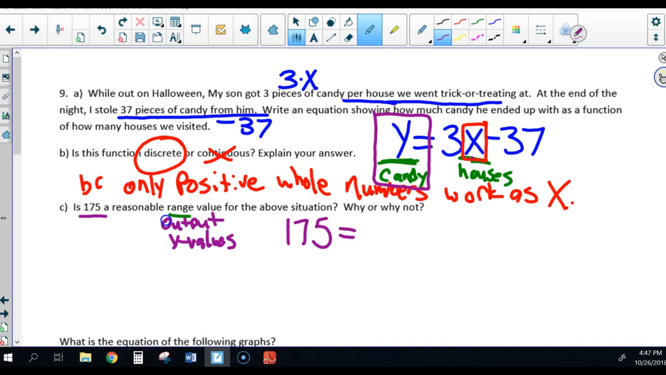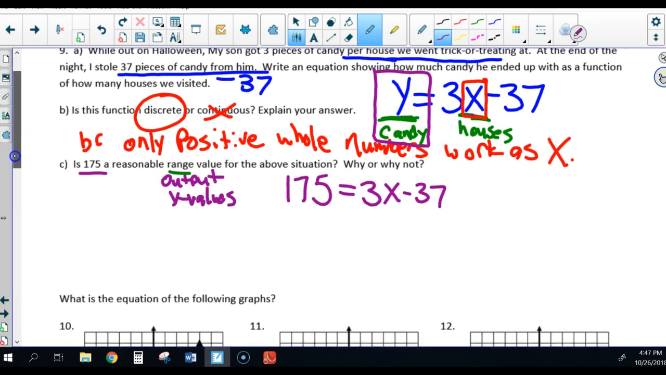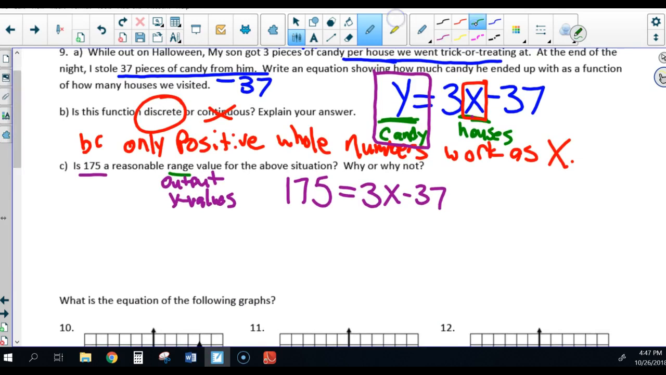175 pieces of candy is going to be 3 per house minus 37. Numerical solve that if you want. Opposite operations if you want. Add 37 to both sides. We have 3x equals 175 plus 30 is 205, plus 7 more is 212. Double check my work because I don't want to be wrong.